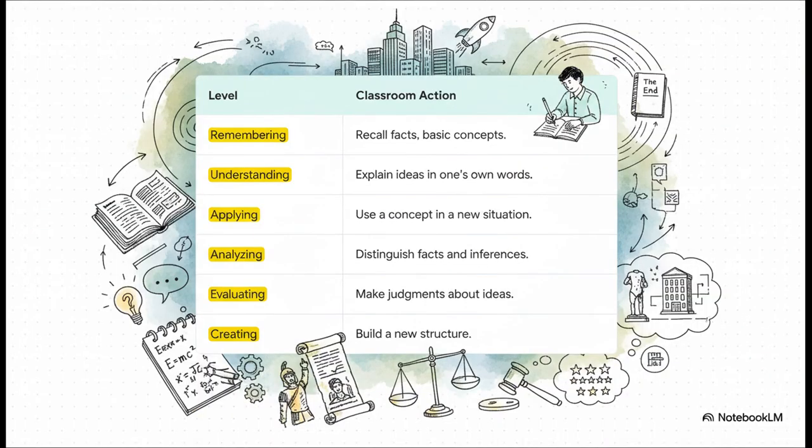Let's make this super concrete. Remembering is just defining a word. Understanding is being able to use that word correctly in your own sentence. Applying is taking a math formula you learned and using it to solve a brand new problem. Analyzing is looking at 2 different historical accounts and figuring out the differences. Evaluating is making a judgment like critiquing a piece of art. And at the very peak, creating is something like writing your own original short story. You see how each level builds right on top of the last one?